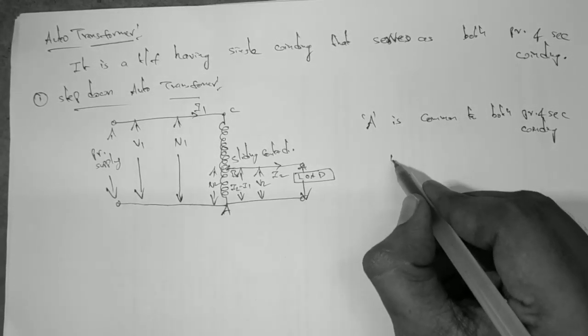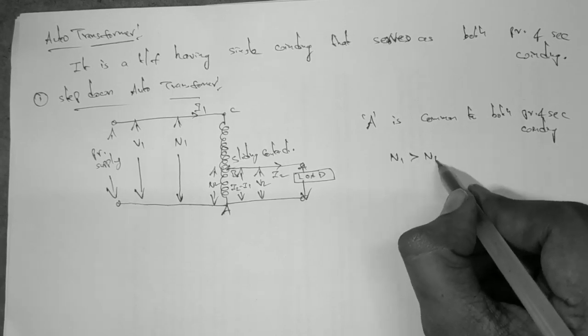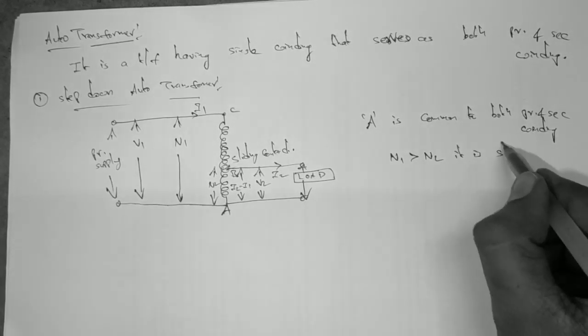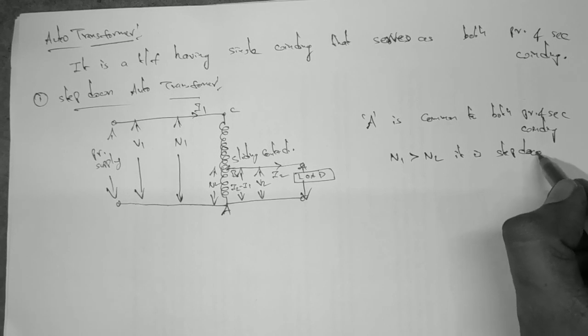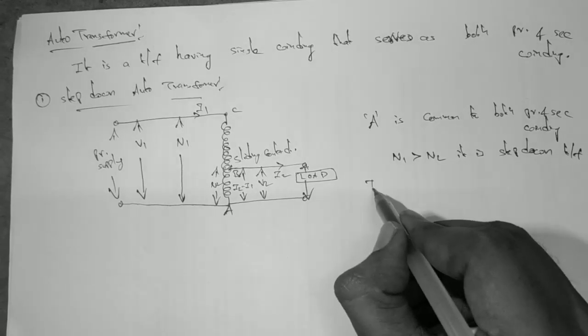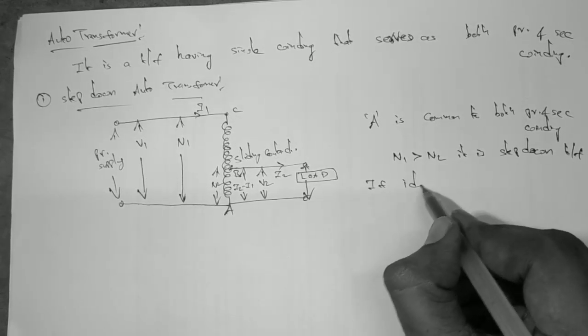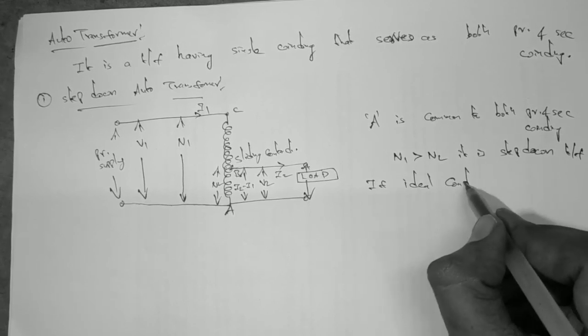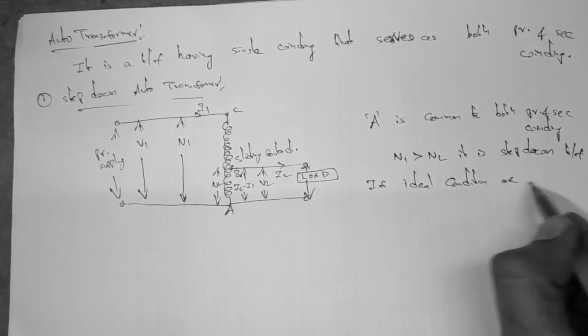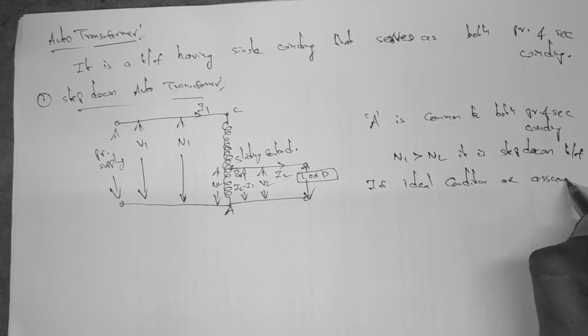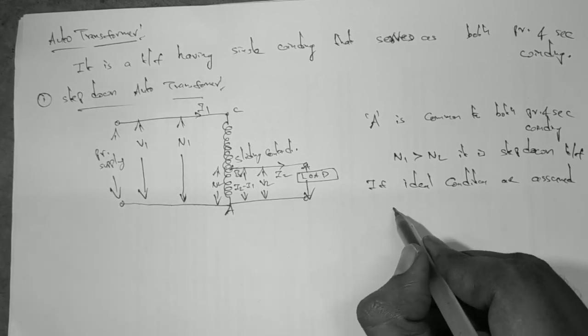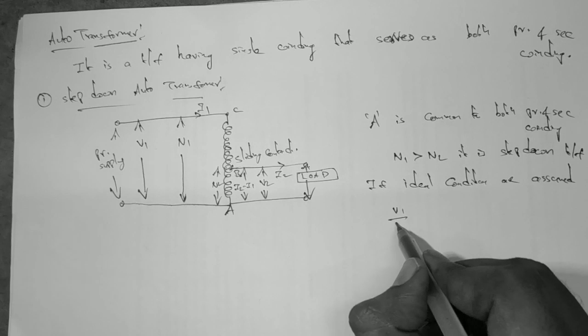Okay. Here the number of turns N1 is greater than N2 as it is step down transformer, and if ideal condition is assumed, that is V1 by V2 will be equal to I2 by I1, which is equal to N1 by N2, which is nothing but turns ratio.